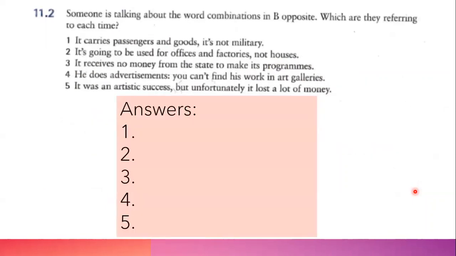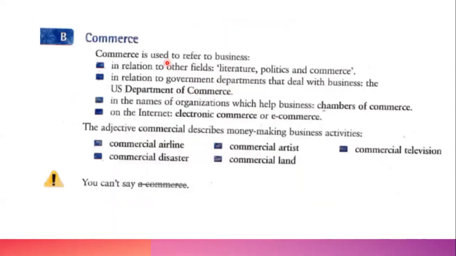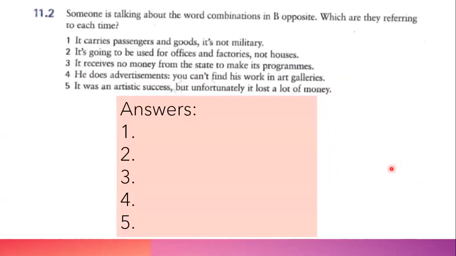So it's pretty much similar to the other one. In the instruction, it says someone is talking about the word combination in the opposite. Which are they referring to each time? So we have sentences here that we have to connect with these commercial descriptions. Got it? So remember, it's kind of a reading comprehension too.